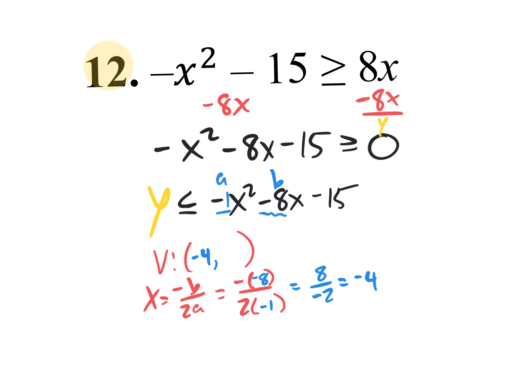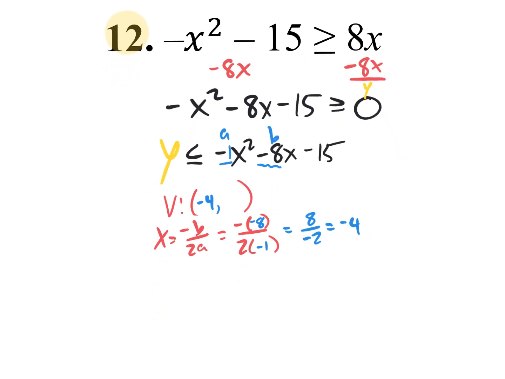We still need the y value. How do you find it? You simply plug it in. So we're going to plug it into the one that was set equal to 0. So you're going to have the negative x squared minus 8x minus 15, and we're plugging in the negative 4 right in there.